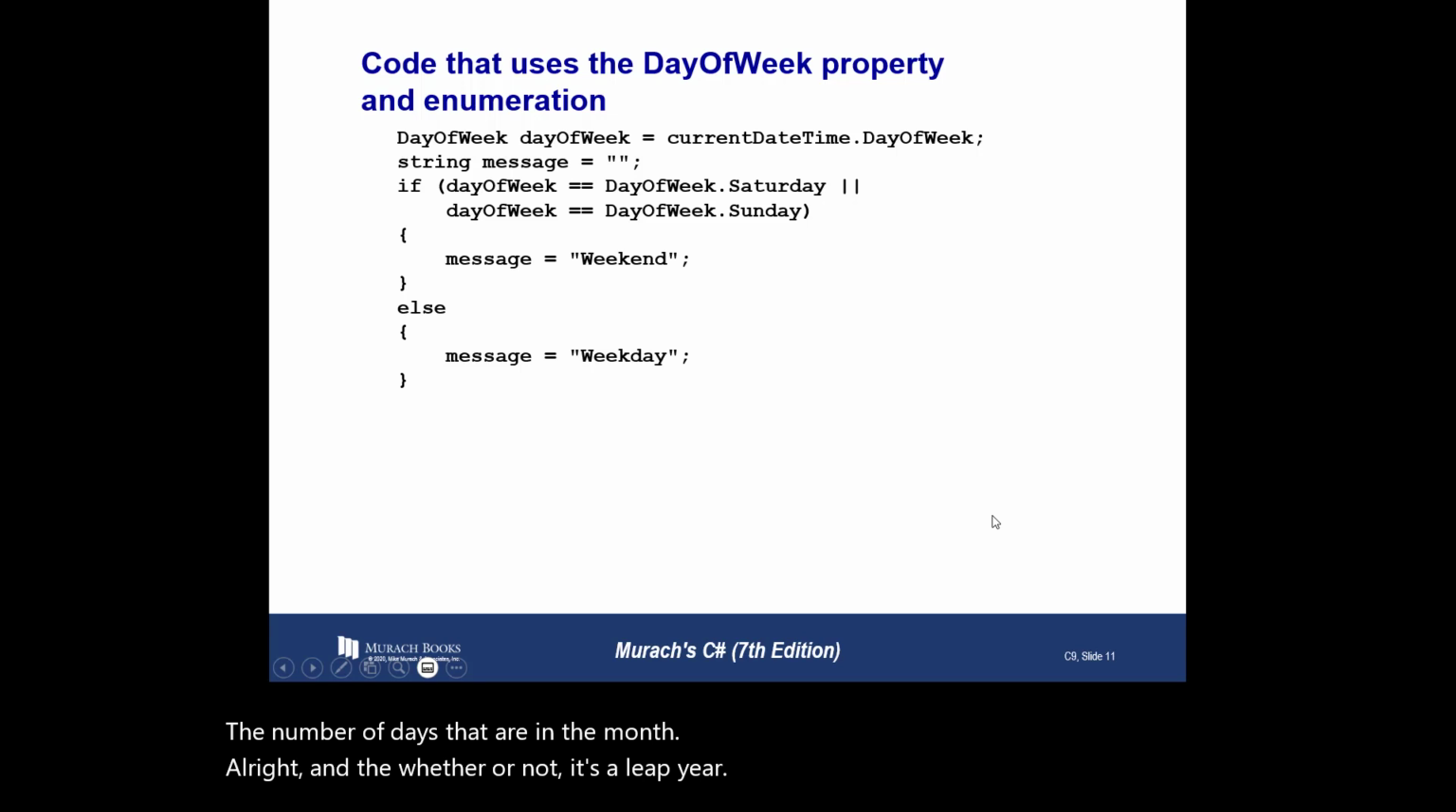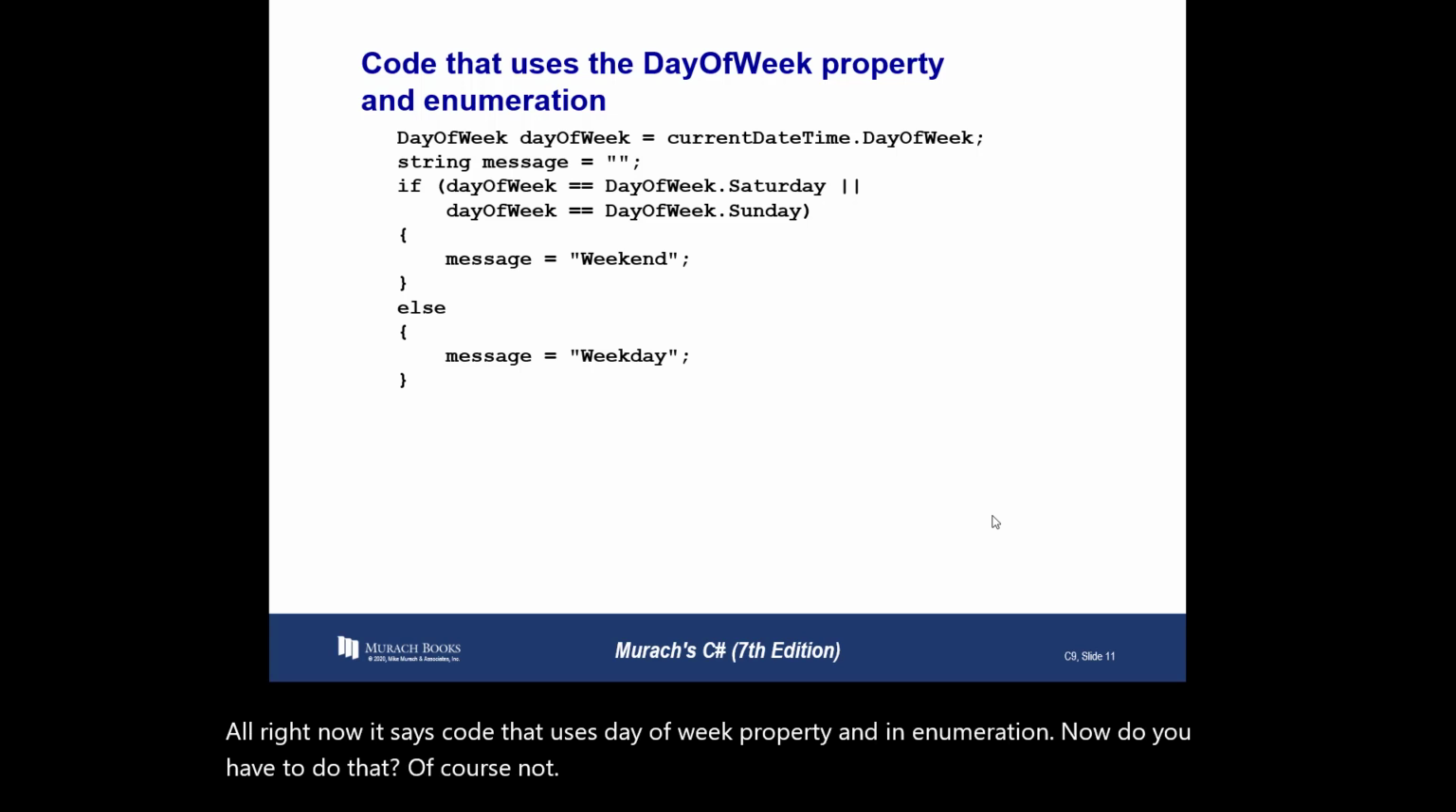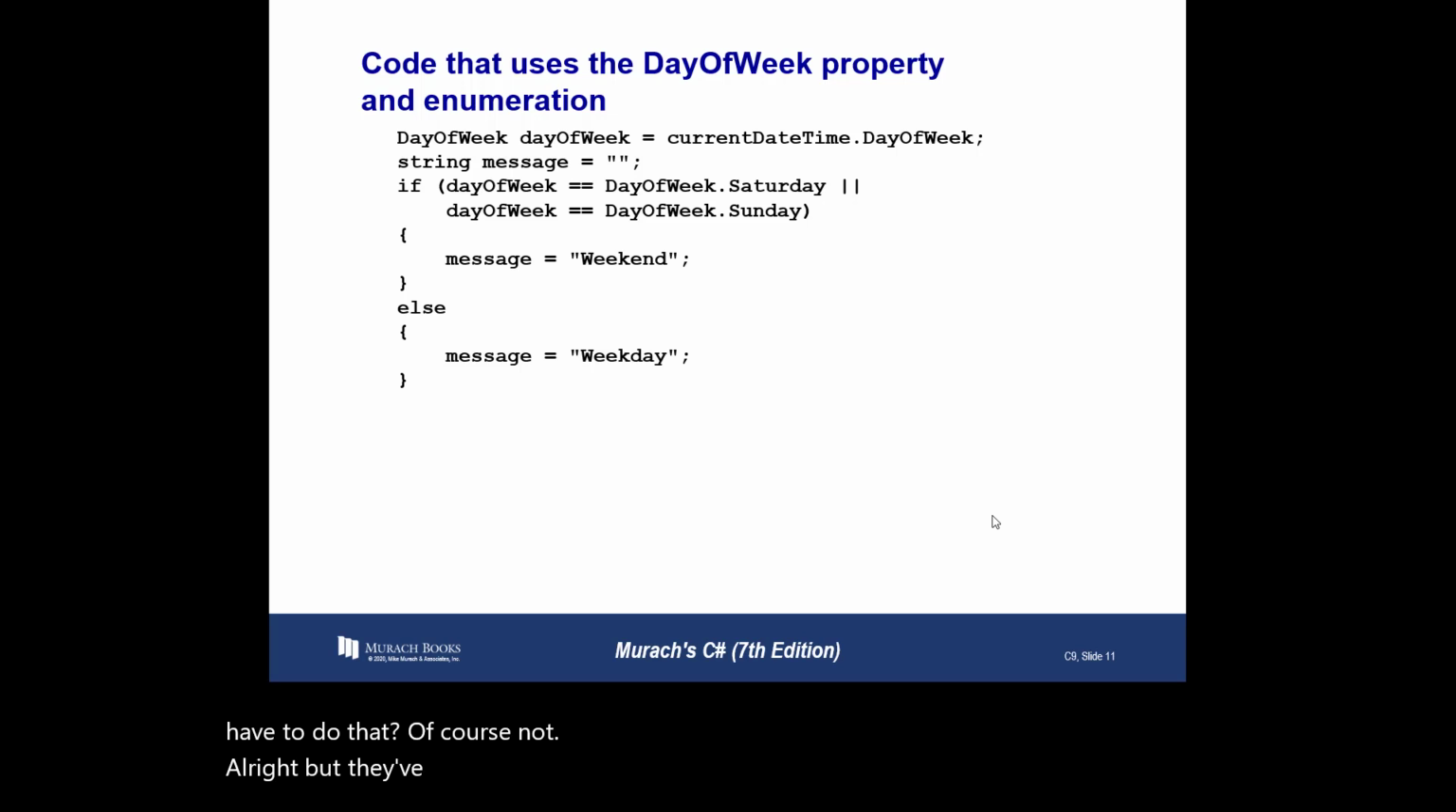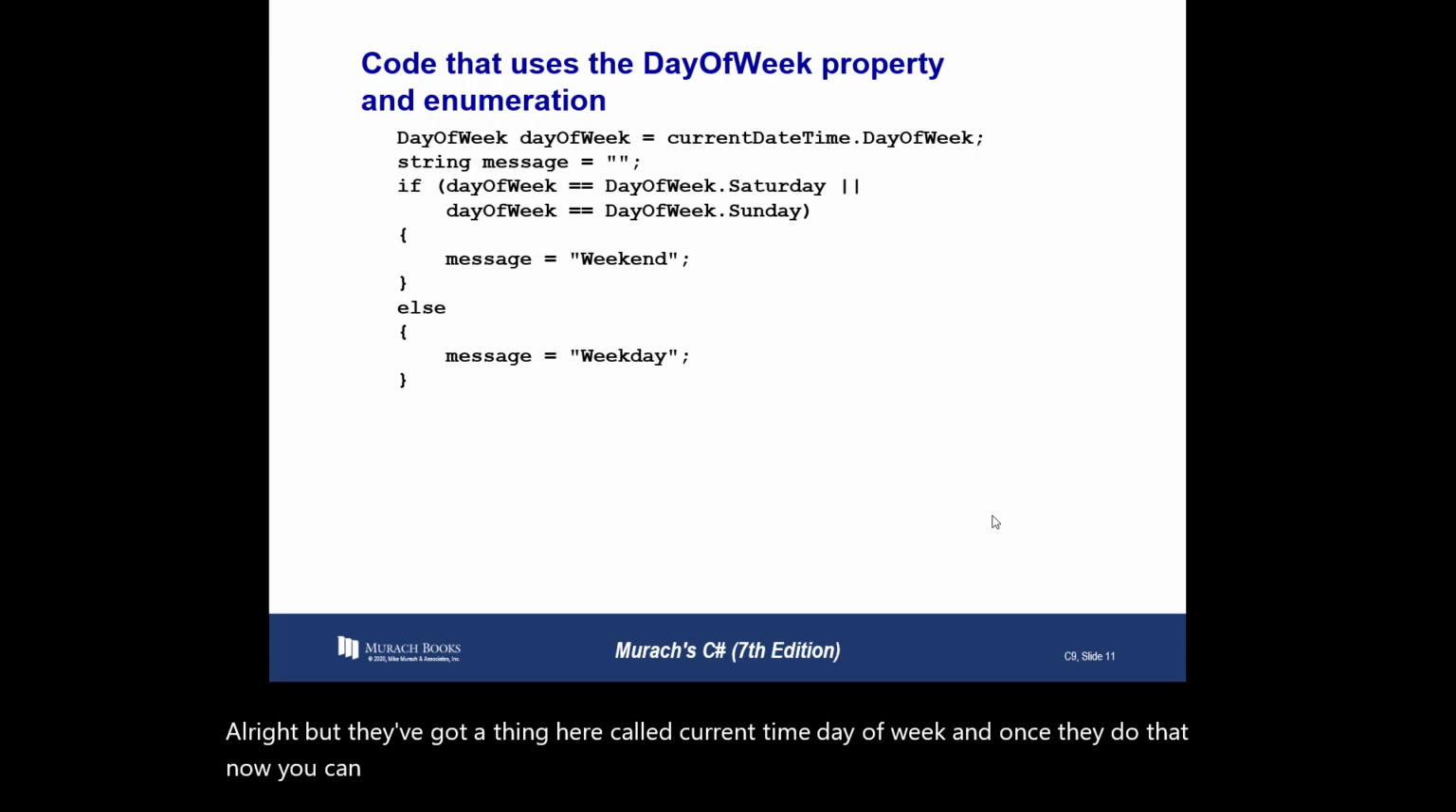All right. Now, it says code that uses day of week property and in enumeration. Now, do you have to do that? Of course not. All right, but they've got a thing here called current time day of week. And once they do that, now you can literally use the words Saturday, Sunday, Monday, Tuesday, Wednesday, Thursday, and Friday.